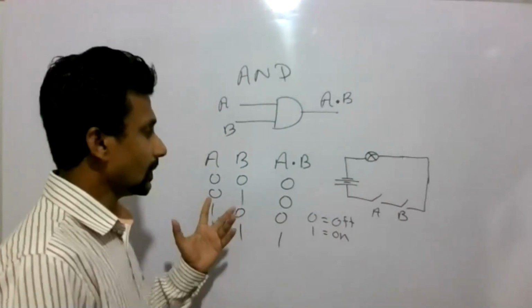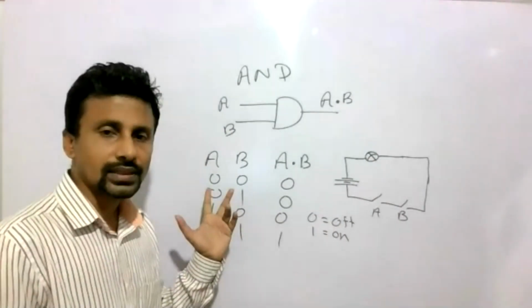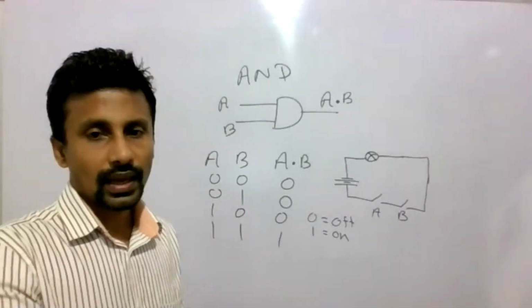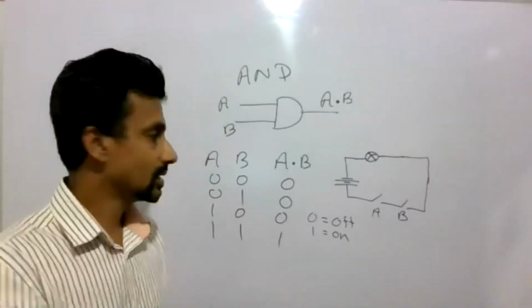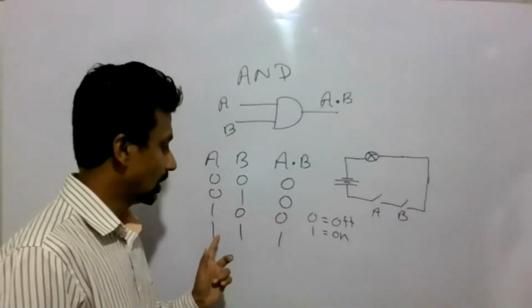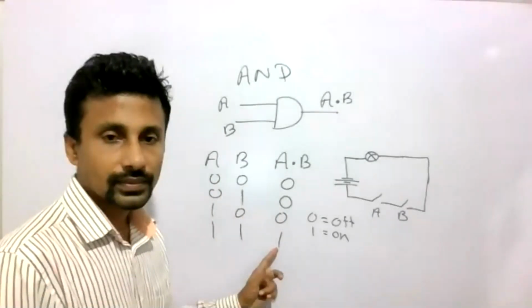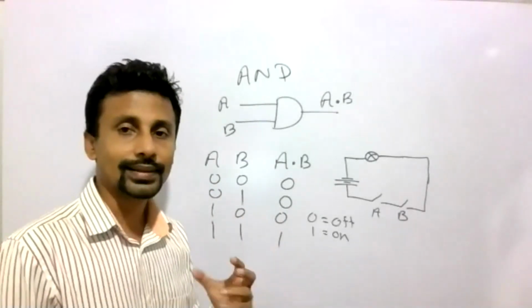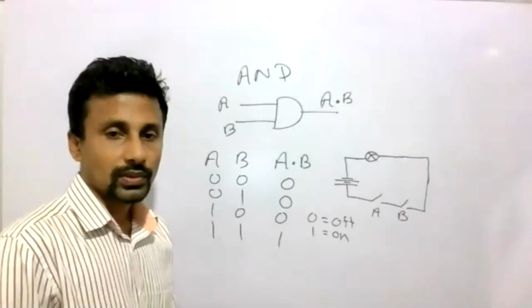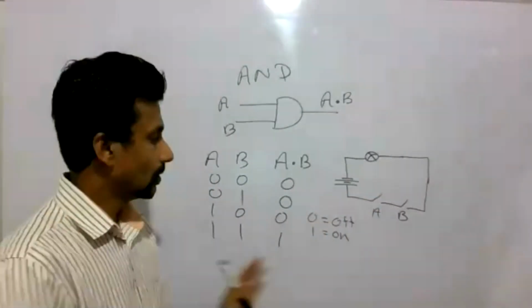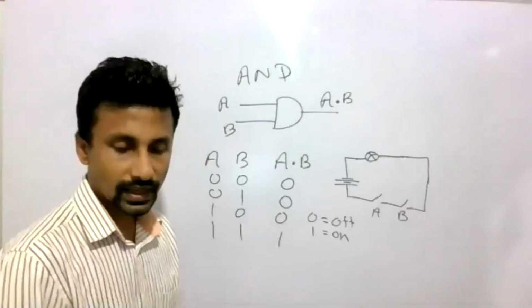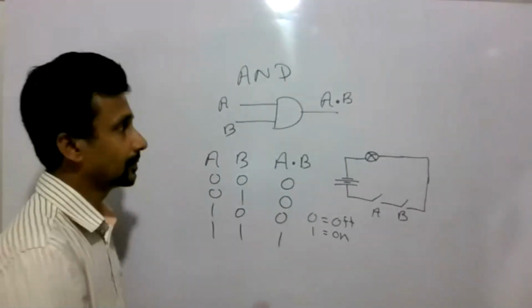There's another method: we can say AND gate is multiplication. AND gate is a multiplication. So if you multiply 0 0 you get 0, 0 1 you get 0, 1 0 you get 0, and 1 1 only you get 1. So if you remember AND gate is multiplication, you can get the output. Or you can just remember this circuit, or you can just remember that for 1 1 only you get 1, and the others are 0. Right? This is the AND gate. I'll go to the next gate.